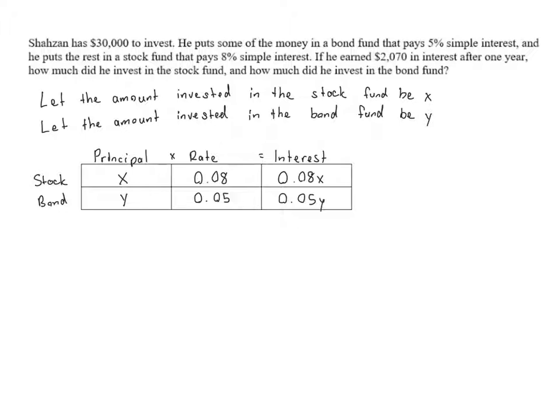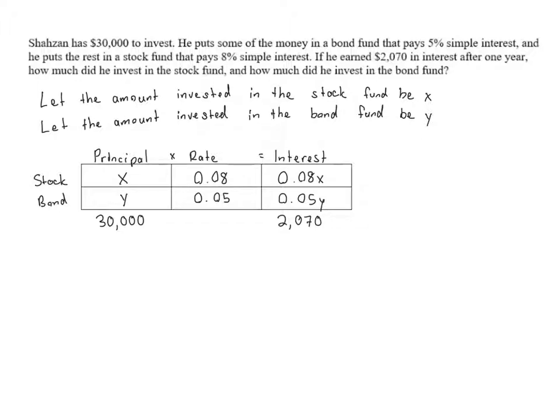Once we've filled in the table, we're ready to set up a system of equations that models the situation. So at this point, I go back to the problem to look and see what information we haven't used yet. In this case, it says that Shazan has $30,000 to invest. I look at the table, and I generally ask myself, is that a principal, a rate, or an interest? And since it's an amount that's getting invested, it's a principal. And in fact, it's the total principal. So I'm going to put that at the bottom of the principal column, 30,000. The other number that we haven't used yet is the $2,070 in interest. And because that's the total interest earned on both of the accounts, I'm going to put that at the bottom of the interest column. So that's going to be 2,070.